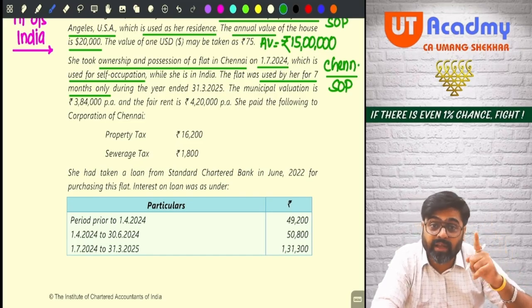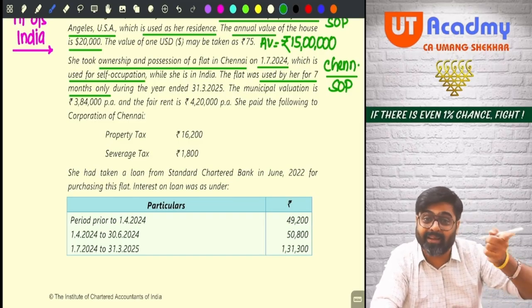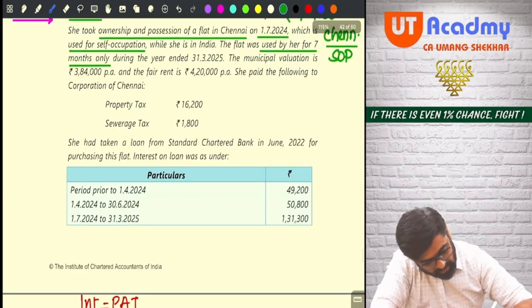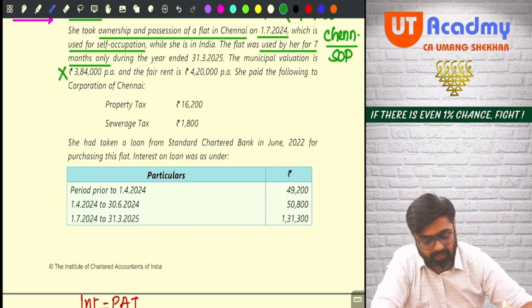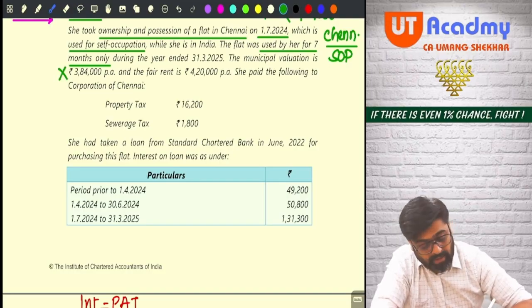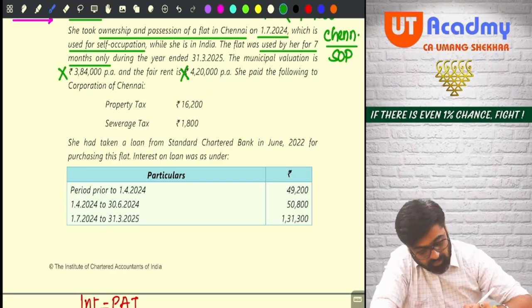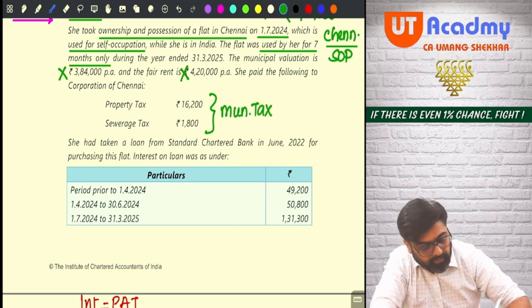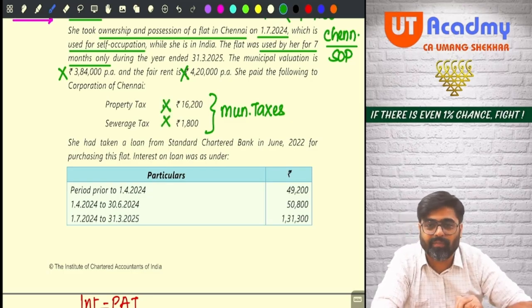Now the details are given to calculate the annual value of this property. They have not calculated, but the details to calculate that annual value is given. See, they are saying that the municipal value of the property is given 3,84,000 per annum. Ignore this. Fair rent 4,20,000 per annum. Ignore this. She paid the following to Corporation of Chennai, meaning that these are the municipal taxes which she has paid. Even these two municipal taxes will be ignored.